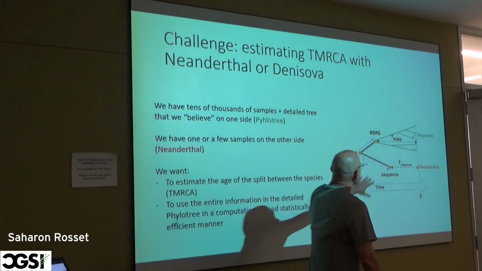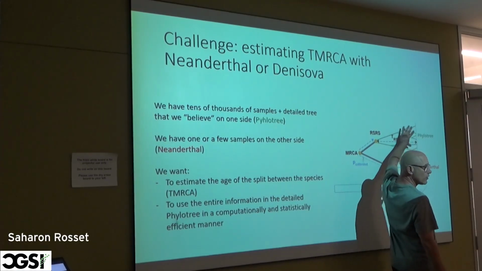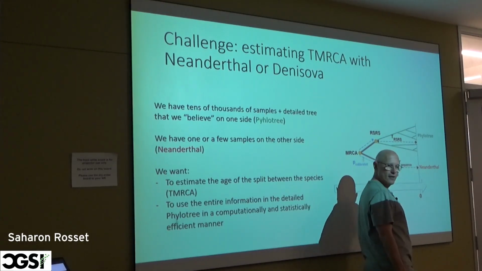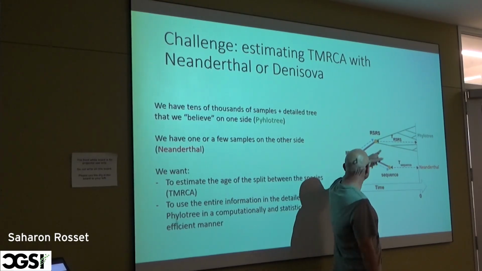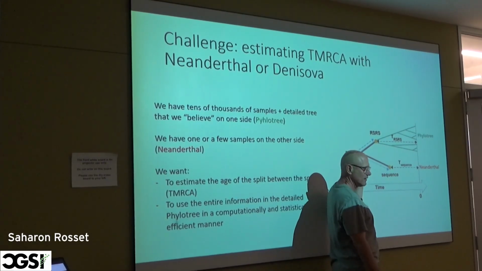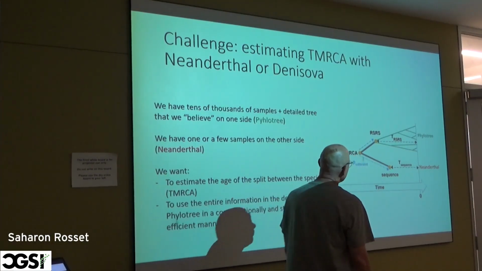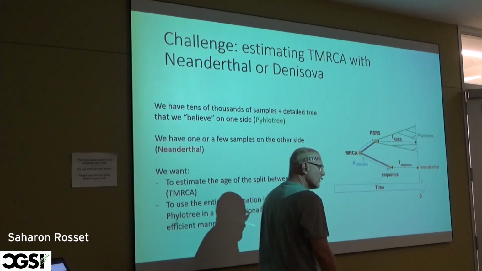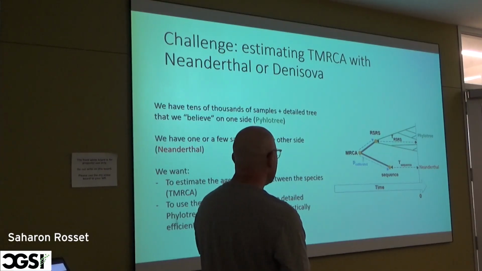So we have many tens of thousands of sequences here, with a known tree. We have one or a few sequences here, and our goal is to estimate this long branch. We want to estimate this point. It's equivalent to estimating the length of the branch. We assume we know this time and we know this time, so it's all equivalent. We want to estimate the time of the split between the species.